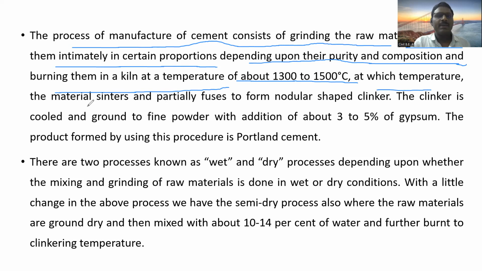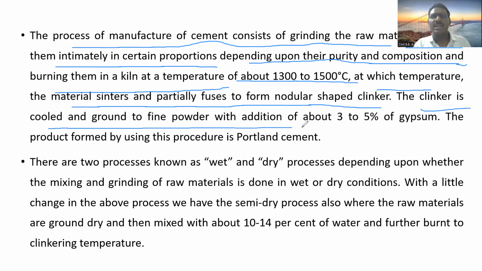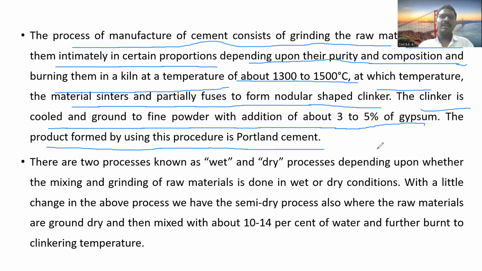At this temperature, the materials are clinkered, giving the shape of clinker, and the clinker is cooled and ground to a fine powder with about 3 to 5% of gypsum. So we are adding 3 to 5% of gypsum after the grinding of the raw materials. The product formed by using this procedure is Portland cement.